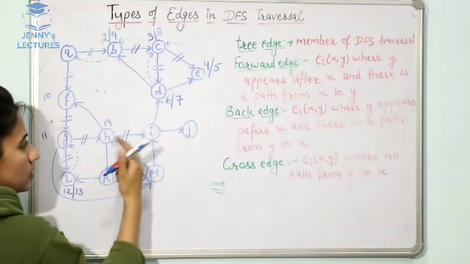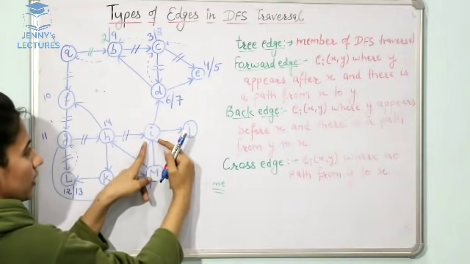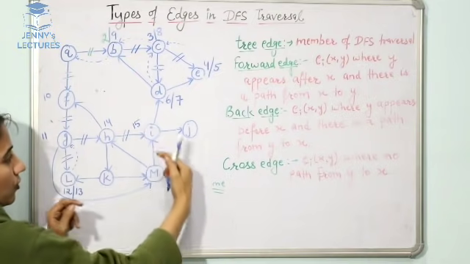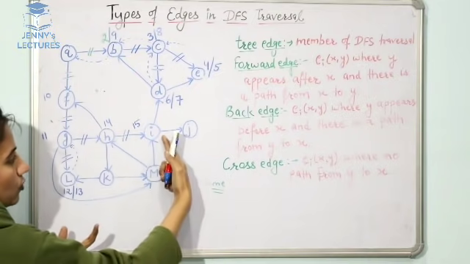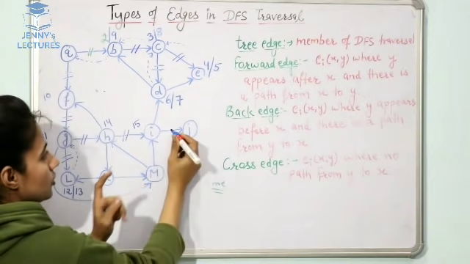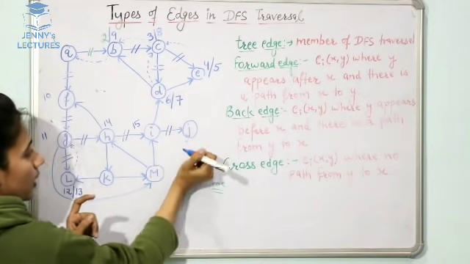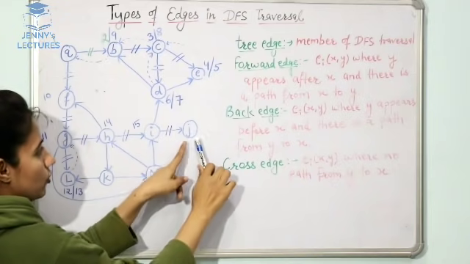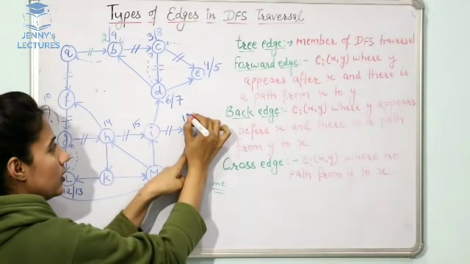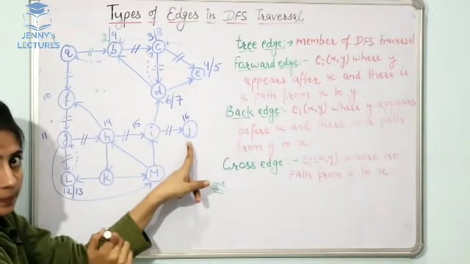We are traversing this I. What is the starting time of I now? That would be 15. From I, where can you go? You can go to J only, or you can say you can traverse this J only. So mark this edge and we are going to J. What is the starting time of this J now? That would be 16.